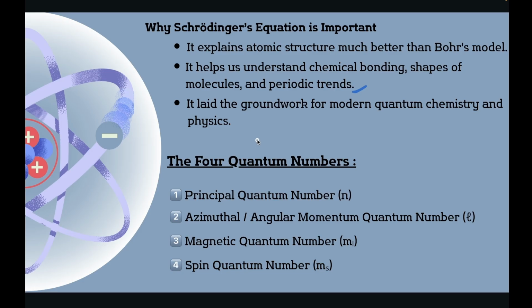Now that we have seen the Schrödinger equation, when we solve this equation, we obtain a set of values called quantum numbers. These numbers give us detailed information about electrons' state. So let's understand quantum numbers and what each of these means. First is principal quantum number.